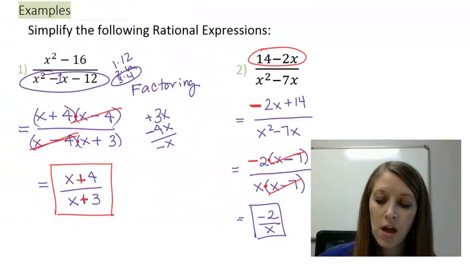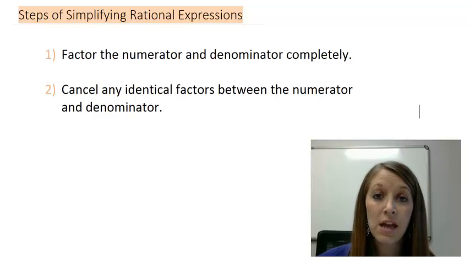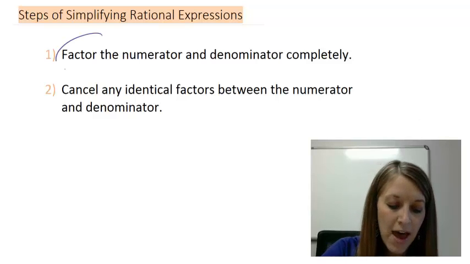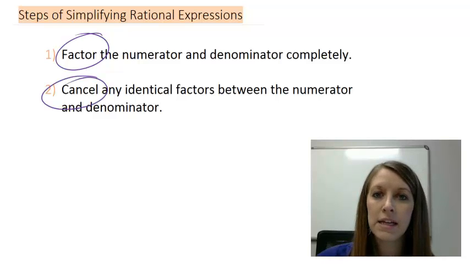So in this video, we've talked about how to simplify rational expressions. And basically, it's just two steps. Factor both the numerator and the denominator, and then cancel any identical factors.